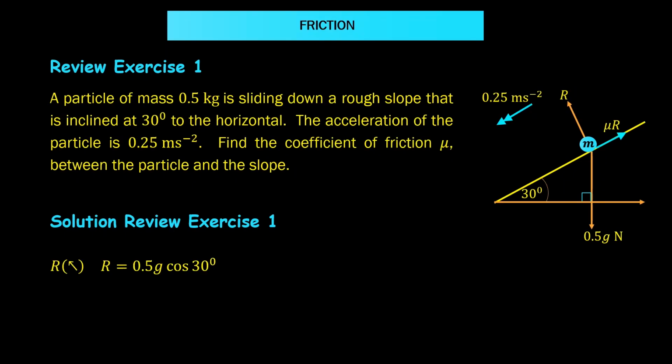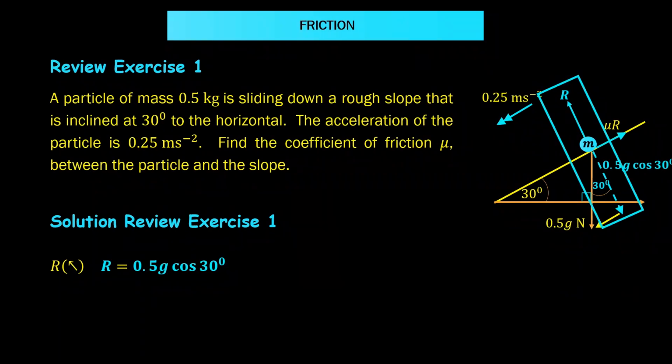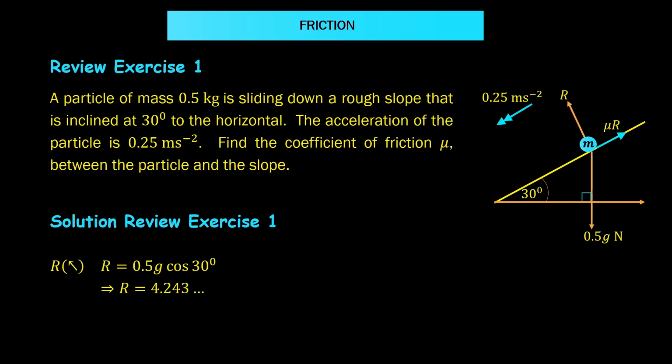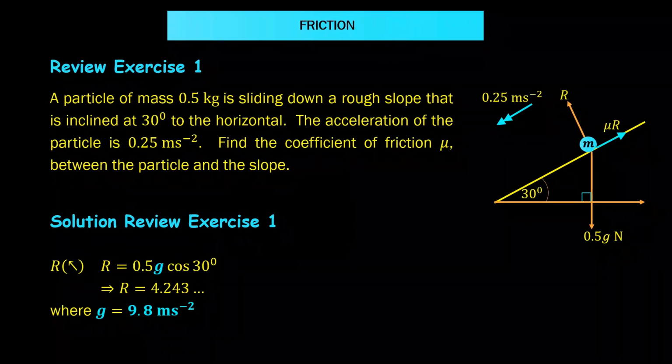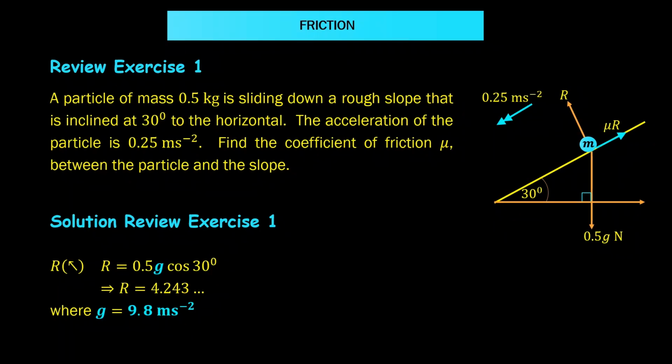Now, if we resolve perpendicular to the slope, we have R equals 0.5 g times cos 30 degrees. And this implies R equals 4.243. We've here, of course, substituted g equals 9.8 into our equation for R.